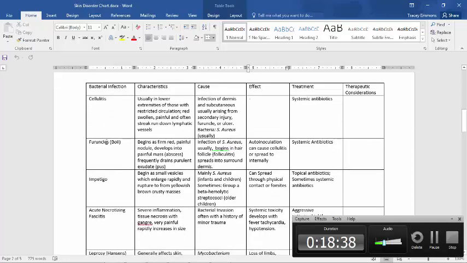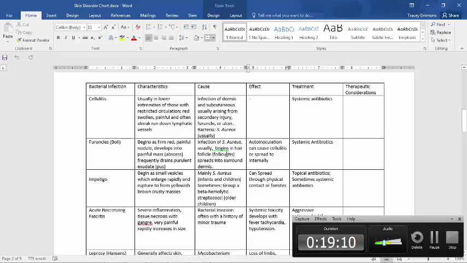The next up is a boil or furuncle. These begin as a red painful nodule, and they develop into a painful mass or abscess where it's walled off. And they often have a purulent exudate, which is the pus, and it is drained. Often the common bacteria is Staphylococcus aureus, and it usually begins in a hair follicle and then spreads to the surrounding dermis.